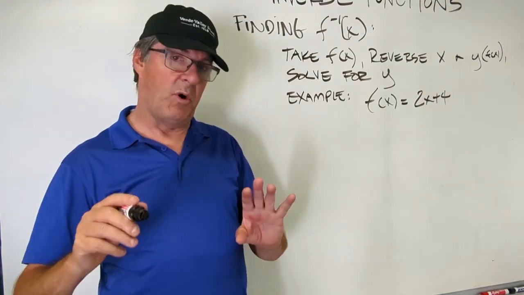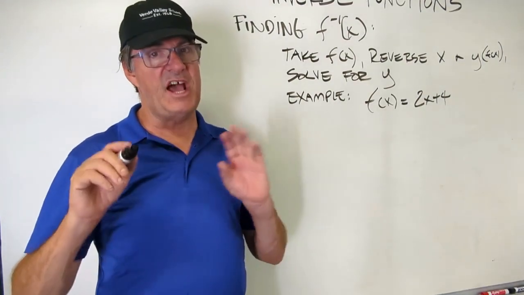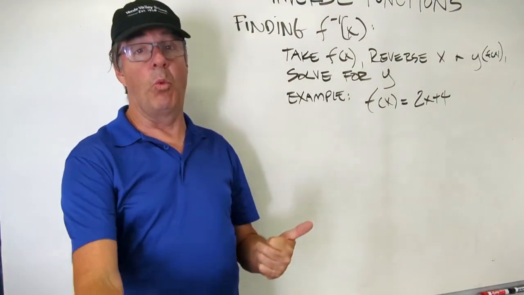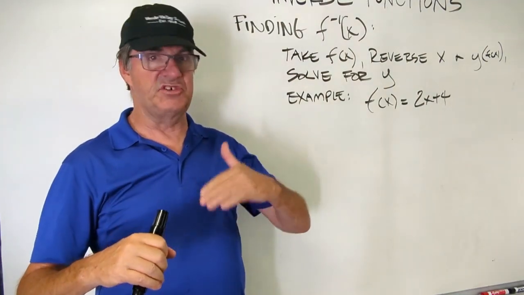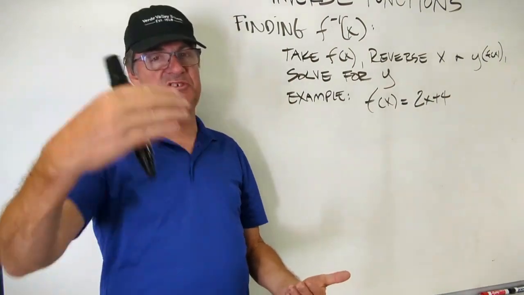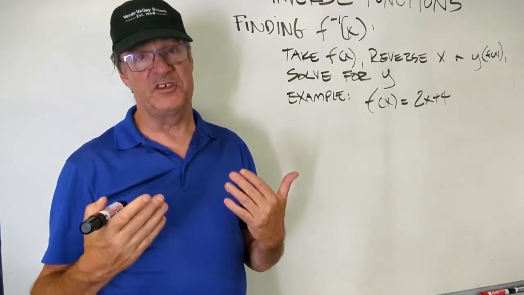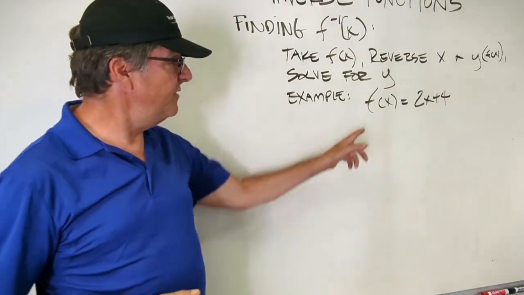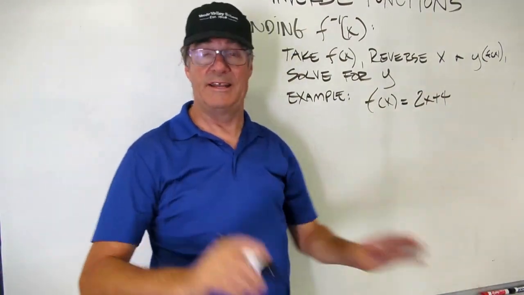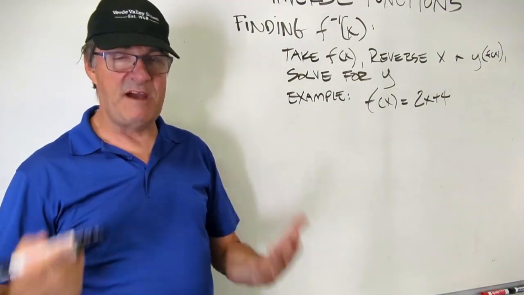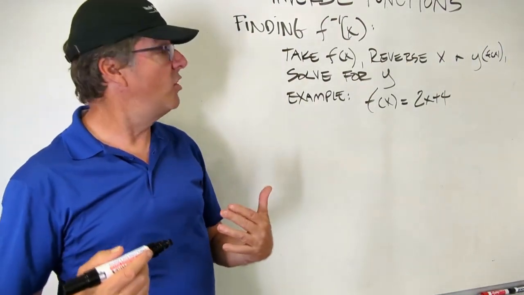Now the super simple ones you can probably do without much algebra. Like if the function is 2x, then the inverse is going to be 1/2 x, because 2x just doubles it, 1/2 just cuts it in half. So it's pretty easy to see that those two functions would be inverses of each other. However, if you have a function like 2x plus 4, not so obvious. So there's a method. Always in mathematics, there's a method. So let's go over that.